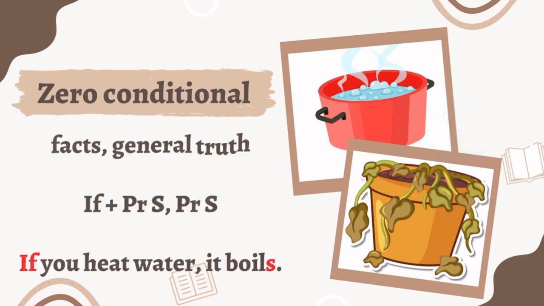We use the zero conditional to talk about things that are generally true, especially for laws and rules. The structure is if plus present simple, and the result is in present simple. For example, if you heat water, it boils. It is generally true, and both parts of the sentence are in present simple.